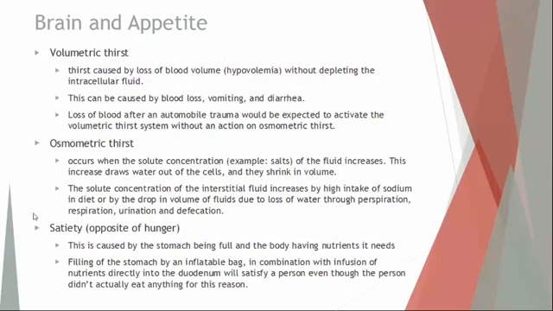Alright, next we'll go on to brain and appetite. The first two major bullet points talk about the different types of thirst, and this will depend on what volume of fluid is being lost and where it is coming from. The first one, volumetric thirst. This is caused by the loss of blood volume, usually blood plasma.